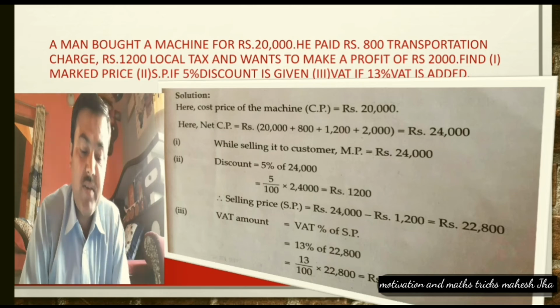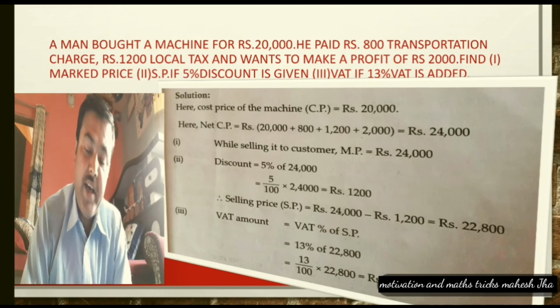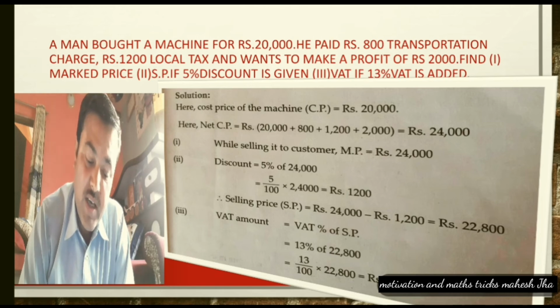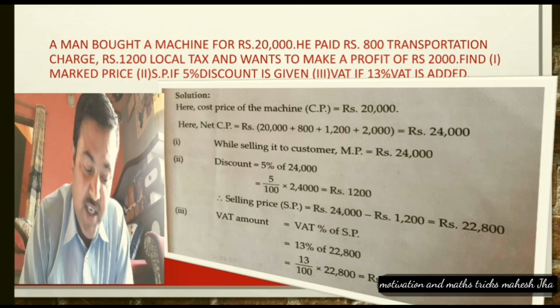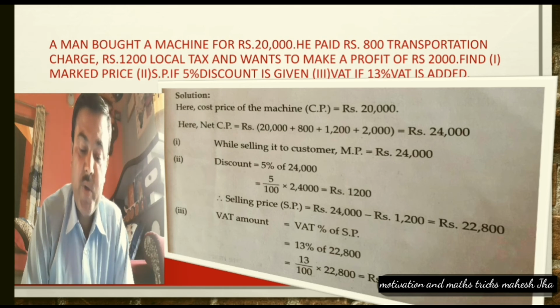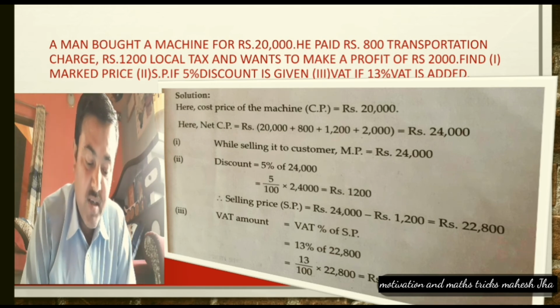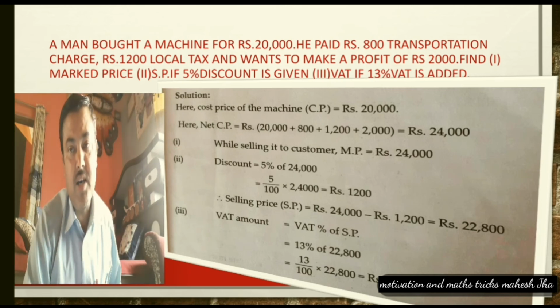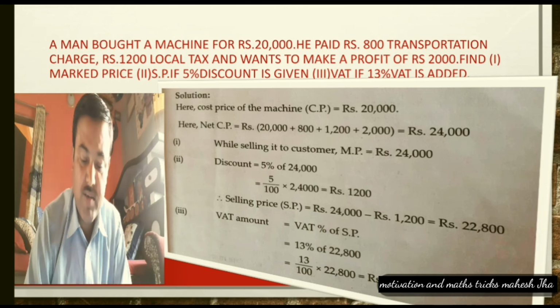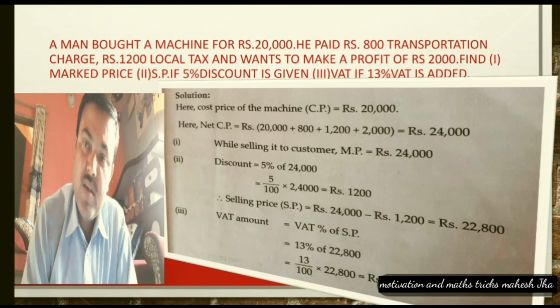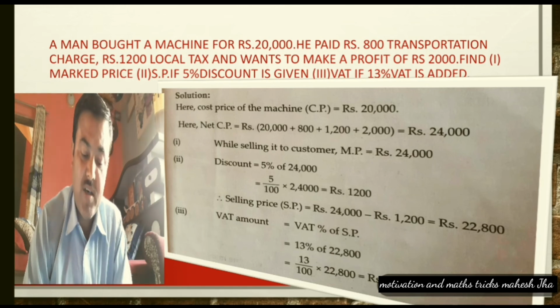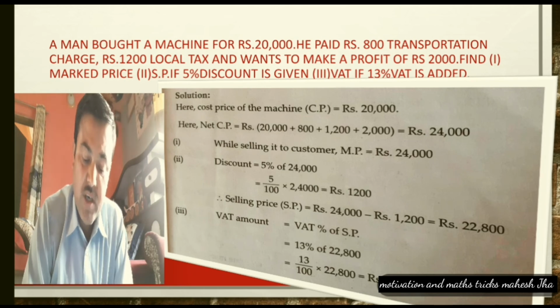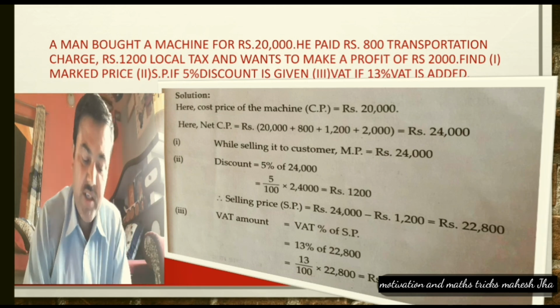First of all, the cost of the machine is given as 20,000 and net CP, meaning net cost price, becomes, after adding 20,000 plus 800 transportation charge plus 1,200 local tax plus profit, 24,000. Now while selling it to the customer, the marked price became 24,000. Now 5% of 24,000, that is the discount, equals 1,200. The selling price became marked price minus discount amount. That means 24,000 minus 1,200 equals 22,800.